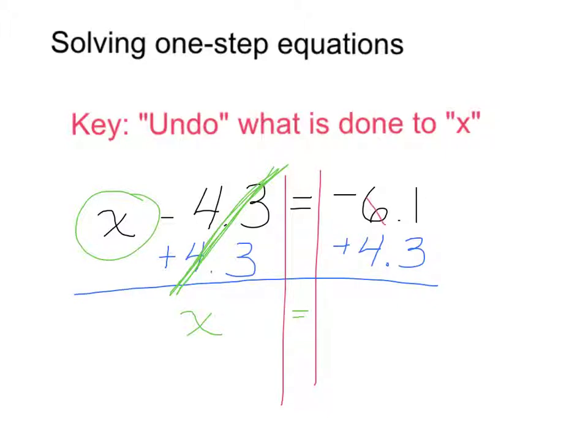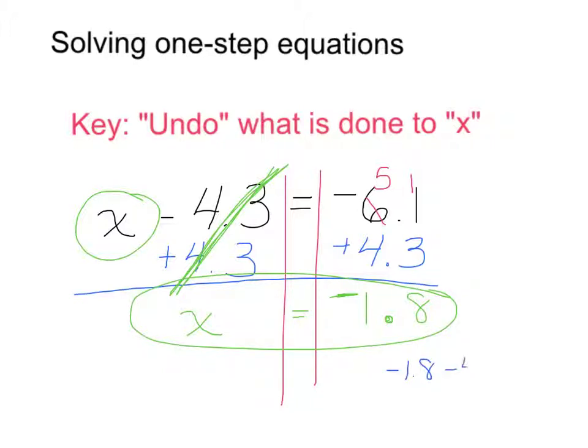So I'm going to need to borrow 1 from here. So I have 11 minus 3 is going to equal 8. 5 minus 4 is going to be 1. So I'm going to end up with negative 1.8. So what that means, if I check it, negative 1.8 minus 4.3 will indeed equal negative 6.1.